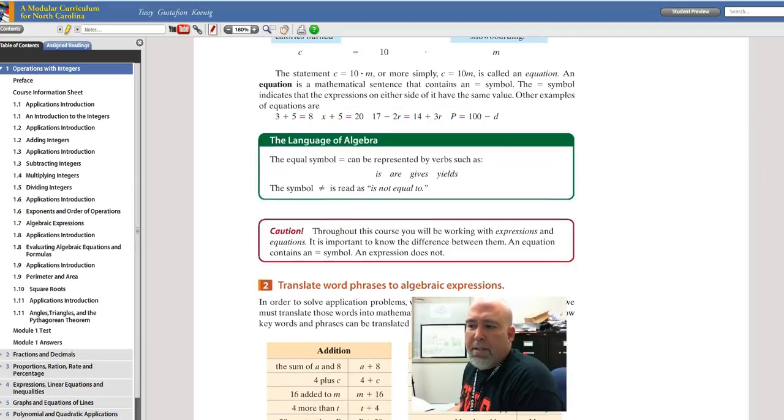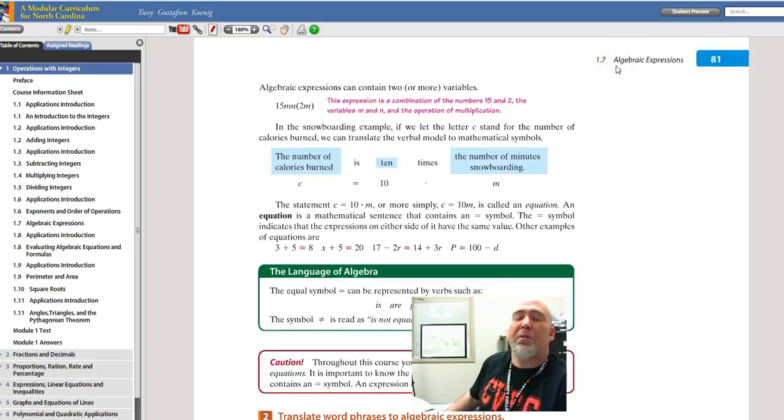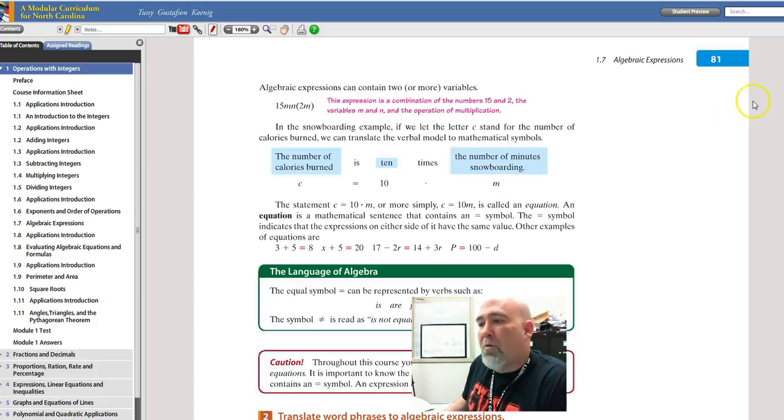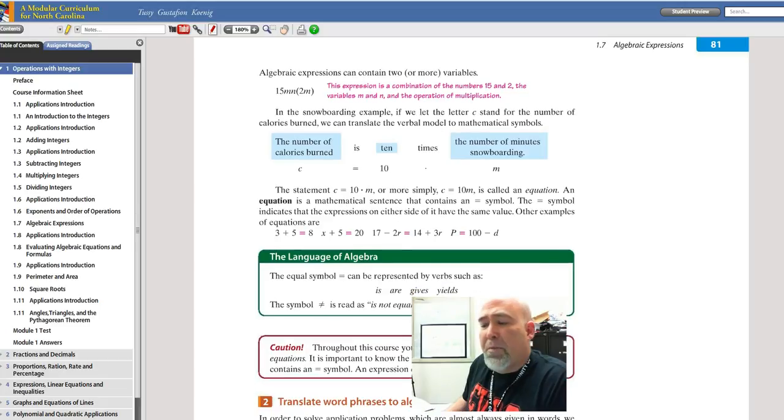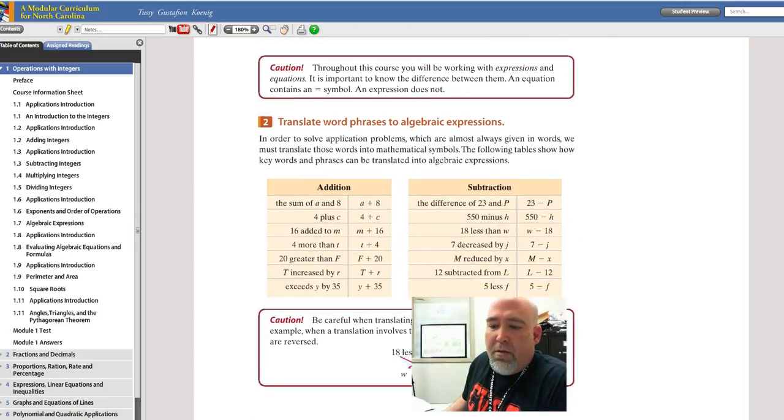Alright guys, so in section 7, we're dealing with algebraic expressions. And so that's when we start introducing a variable. We're not solving anything yet, we're just adding a variable. If I said a number plus 5, the number that you choose, you could choose x, that's the most common. But you know when I say plus, that means addition. So what I want to do is show you in the book on page 81 where they have the expressions.